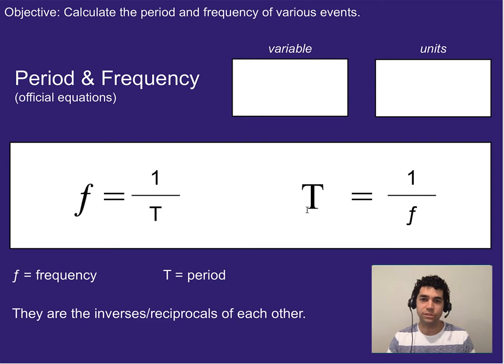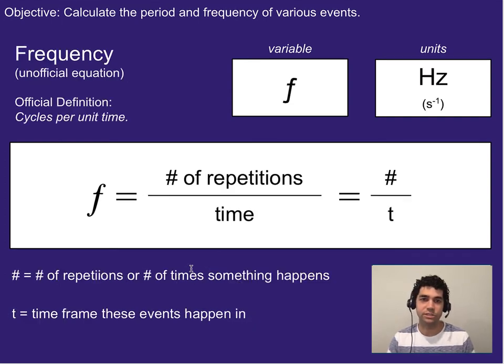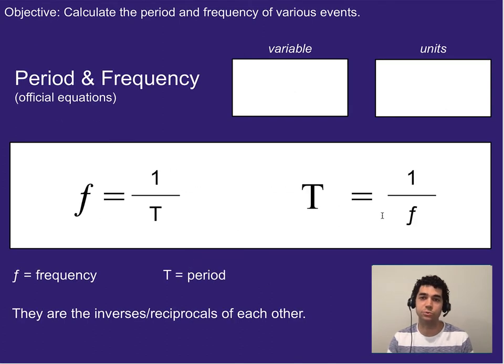Now, these are the only two equations you're going to see on your equation sheet when we hand one out. So please make sure that you are, if you need to, memorizing the unofficial equations so that you're able to do the calculations. For some people, it's intuitive, but sometimes it requires you to just memorize kind of how to calculate it until you get used to it.